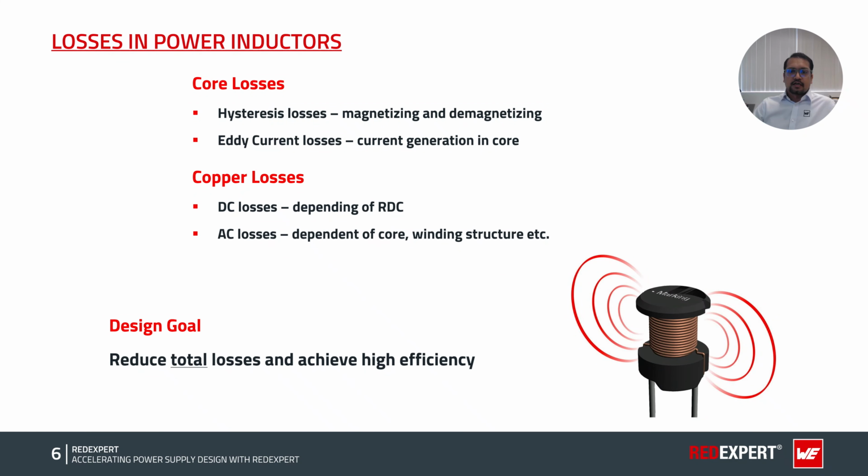On the copper side, we have DC losses, which are simply a function of the DC resistance, and AC losses, which depend on the core winding structure, frequency, and current waveform. The design goal is always the same: reduce the total losses and achieve the highest possible efficiency. And this is exactly where REDEXPERT is ideally suited to help quickly and effectively.